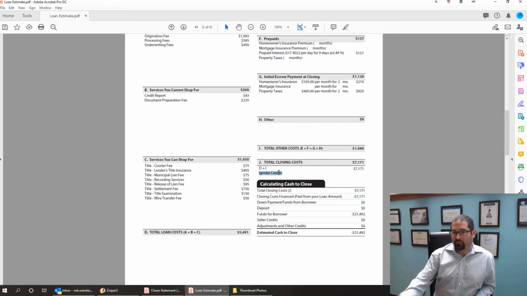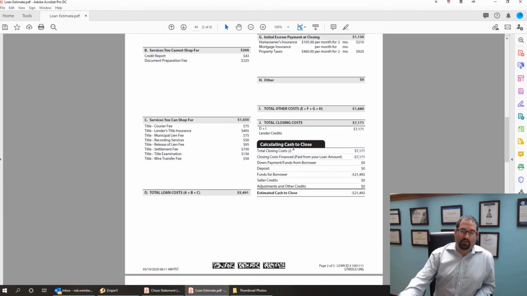If you're getting a credit from your lender towards closing costs, it will show up here under where it says lender credits right here on the right-hand side. Okay, and then it's going to show how they calculate the cash to close, the closing costs, if you're rolling it into your loan, and then money that you're getting back at closing. Again, in this case of a cash out refinance, the borrower is getting back $21,492, hence the negative number.